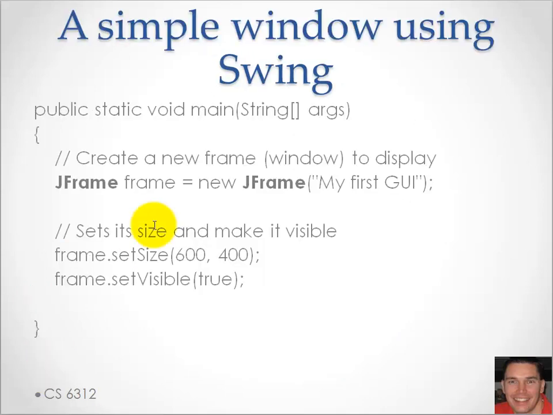So here's a simple little window using Swing. We've got our main method here. We're going to create a JFrame object. Then we're going to set its size and just make it visible. So these simple three lines of code will actually get a frame up and visible.